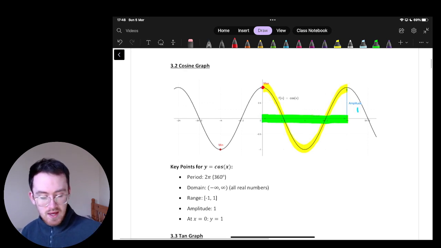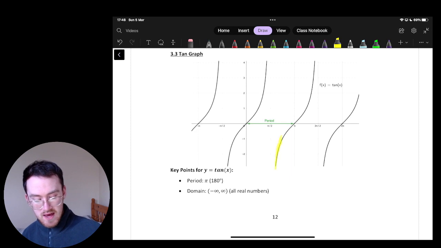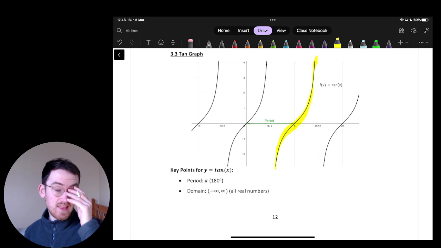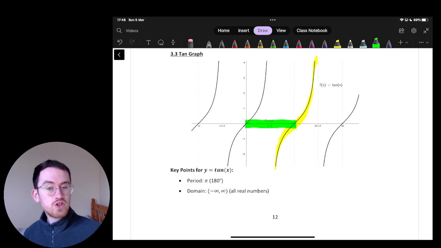Then continuing on looking at tan, we can see that tan is the first of these graphs that looks different from the previous two. So instead of us having a kind of continuous curve, tan has a very particular shape, and that shape then just repeats. So one cycle of the tan graph looks like that, and the period this time is actually pi. So instead of being 2 pi, it's just pi, or 180 degrees.